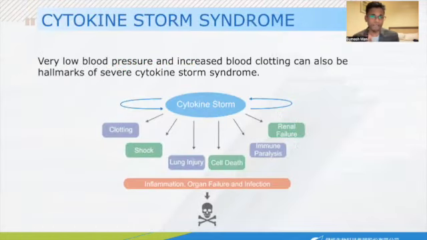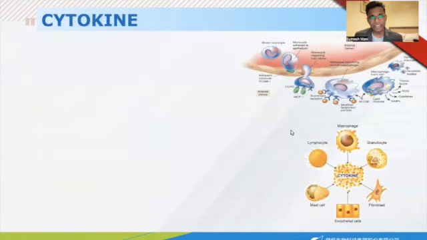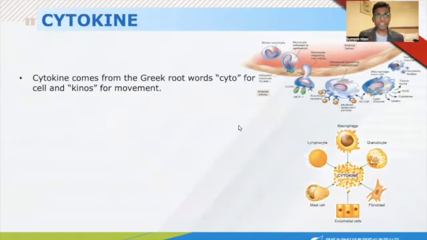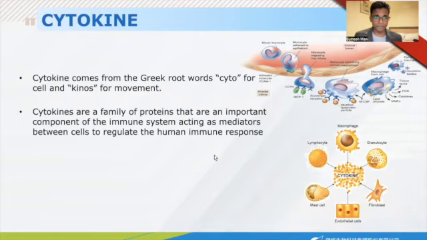Before that, understand that when the cytokine storm is really active, there is very low blood pressure and the patient has an increased chance of blood clotting. You can also see so many other situations like cell death, immune paralysis, renal failure, and multi-organ failure. Now, what is cytokine? The word comes from the Greek: cyto meaning cell and kinesis meaning movement. So moving cells are moving around everywhere. That's the meaning of cytokine.